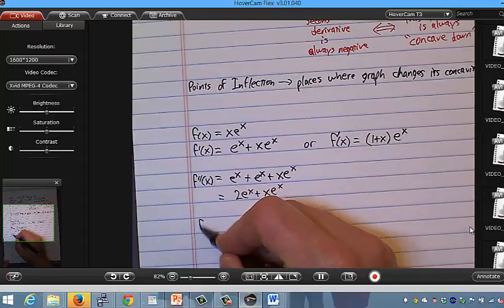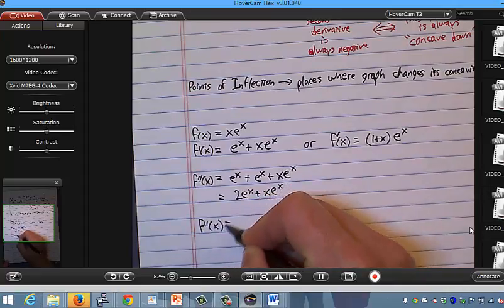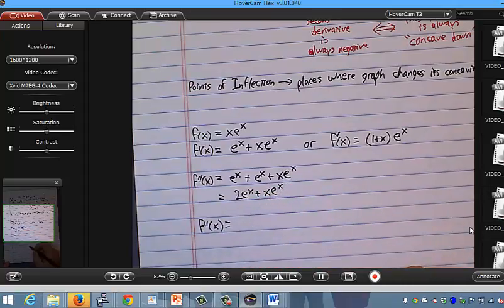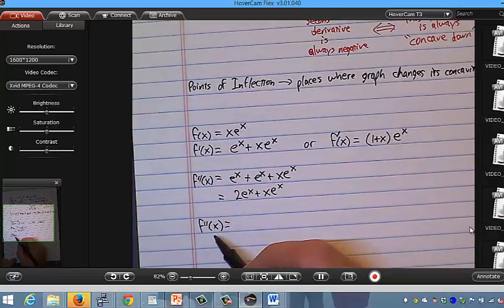Let me do one more thing. Let me write the second derivative factored. That's actually useful, because remember, we care about whether the second derivative is positive or negative. So what I want to do is figure out where it equals zero, and I can make a sign diagram. We've played this game before with first derivatives. Now we're going to play it with second derivatives. So let me go ahead and do that.